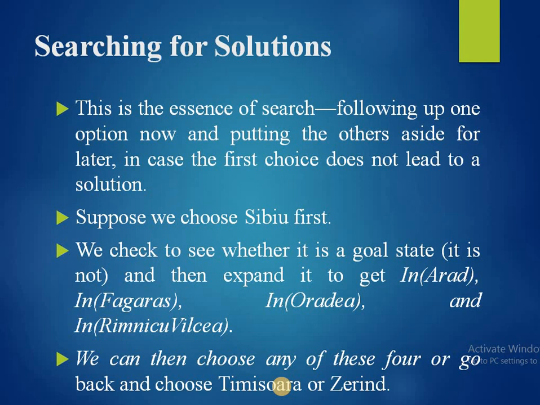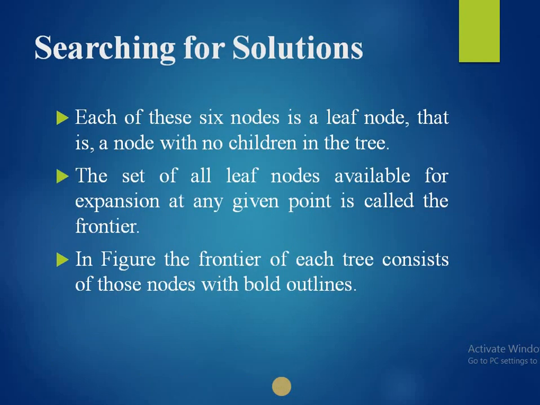Then each of these 6 nodes is a leaf node, that is, a node with no children in the tree. If a node has no children, then it is known as a leaf node. The set of all leaf nodes available for expansion at any given point is called the frontier. In the figure, the frontier of each tree consists of those nodes with bold outlines.